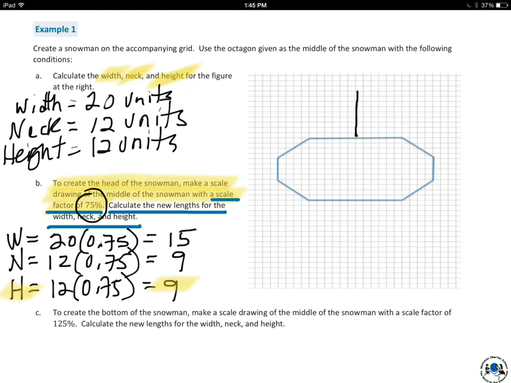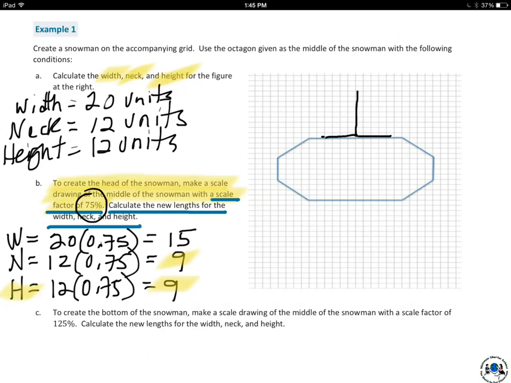So here we go. Here's my attempt to put the snowman together. I started with the height. I just wanted to get that out of the way, and I tried to put it at the center, because the original neck here is 12 units, so I put it right at 6, between 6 units on each side, right in the middle.